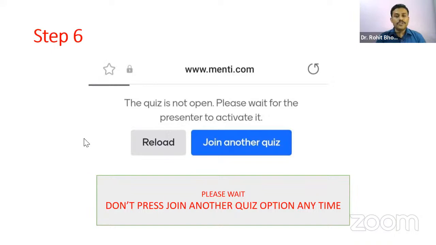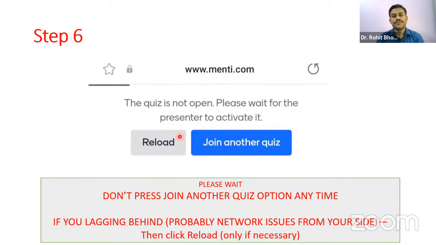It is better to join with a different gadget. It's better to join with your mobile phone. And once the quiz has started, you can leave this Zoom platform. You can see your results later. Once the 25 questions are over, the results will appear on your mobile phone only.